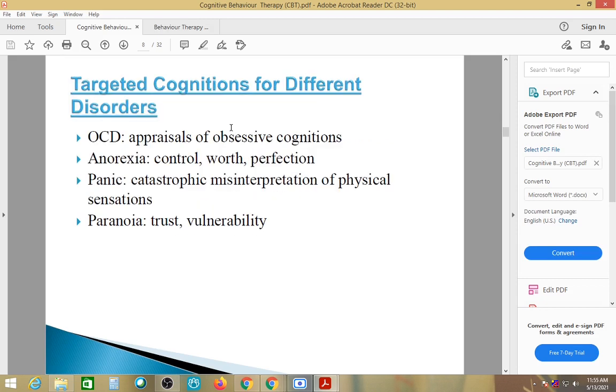With other disorders, we have different cognitions: with OCD, obsession, appraisal with obsessive cognition. Anorexia deals with control, weight, perfection. When we study anorexia, you will understand better. Panic, catastrophic misinterpretation of physical sensation. Again, how do you misinterpret? Again, self, others, future. Paranoia, we have problems with trust. We have problems with vulnerability. We always feel we are vulnerable, we're always suspicious. So these are the cognitions which need to be handled for the disorders.